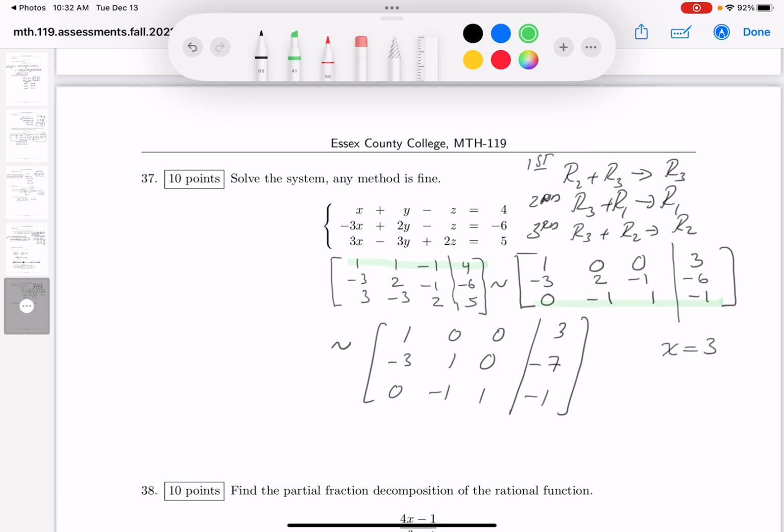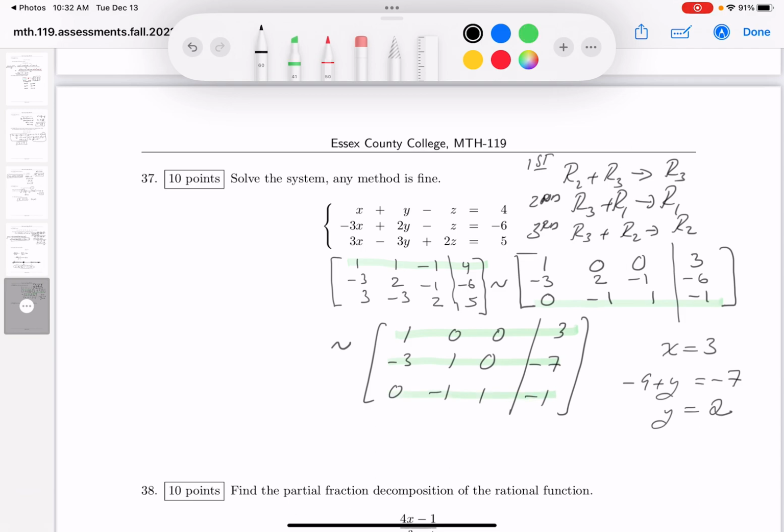That's from the first row. I'm going to go to the second row now and write it down. If x is 3, that's minus 9 plus y is equal to minus 7, and that means y would be equal to 2. All right, let's go to the third row and see what we get over there.